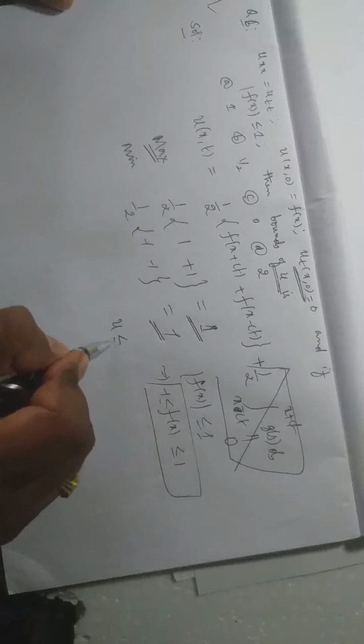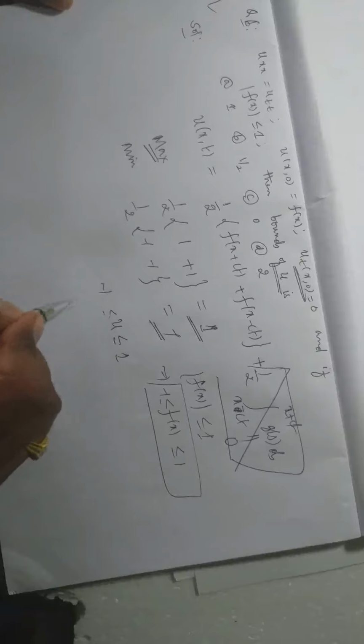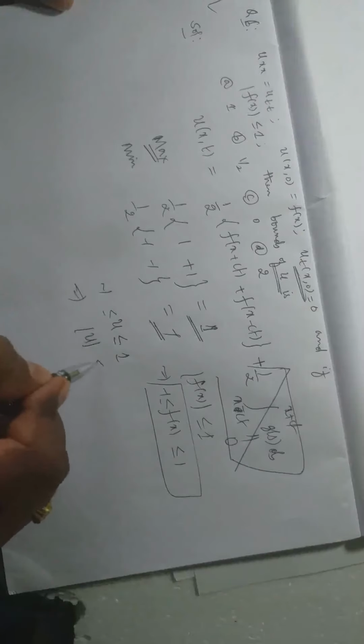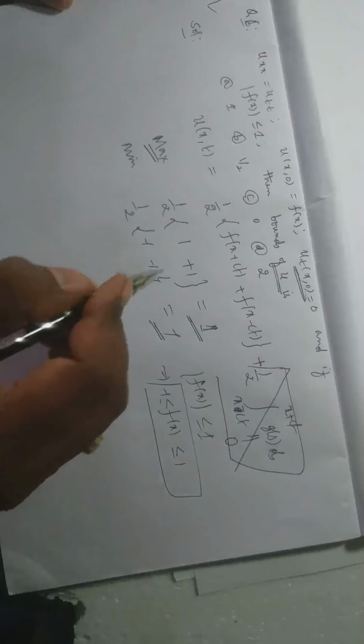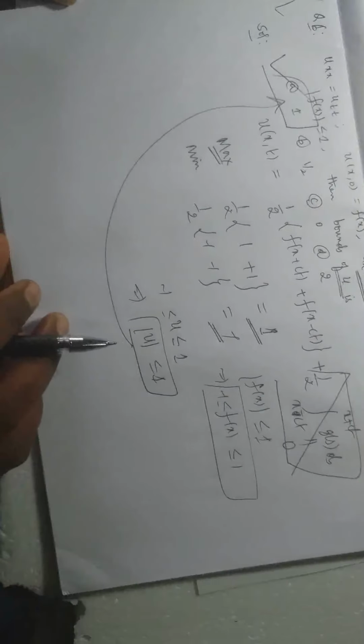That means u is less than or equal to 1, and it is greater than or equal to minus 1. This implies the absolute value of u is less than or equal to 1. So the bound for u is 1. Option A. Is it clear?